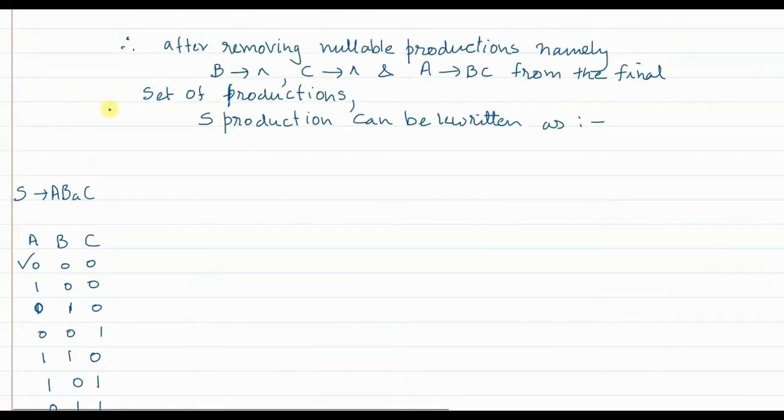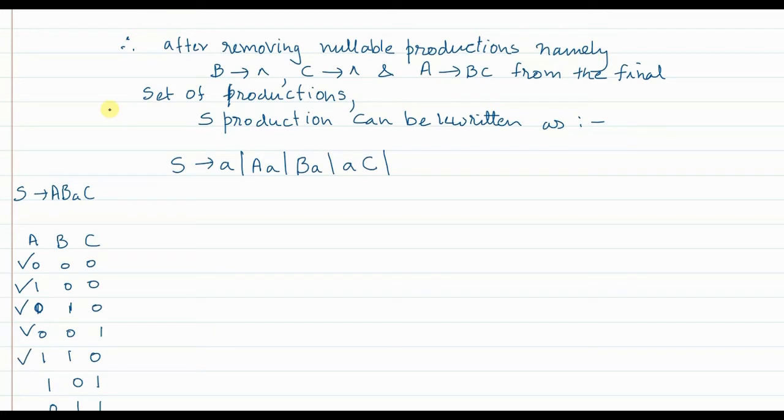is only small a. So the first term of the S production will be S gives a. Then in the second one, we assume that A exists and B, C do not exist. So when A exists and B, C do not exist, the term can be rewritten as aA, where B and C are not written. Third, we assume that A and C do not exist but only B exists, so the term becomes bA. Fourth, we assume that only C exists, so the term becomes Ac.